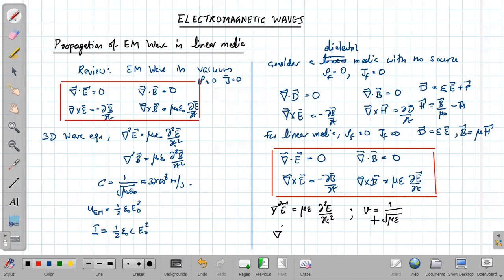And del square B will also satisfy the same equation. If you want, you can derive it, but I'm not going to derive it. I'm just writing from this analogy. So the speed of the electromagnetic wave is simply 1 by root mu epsilon.